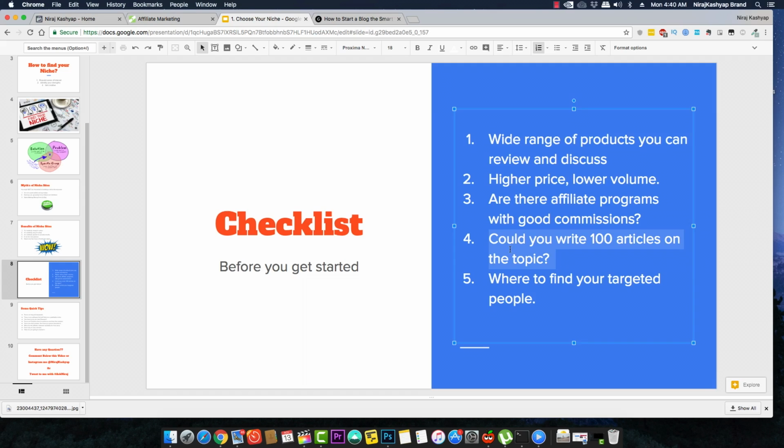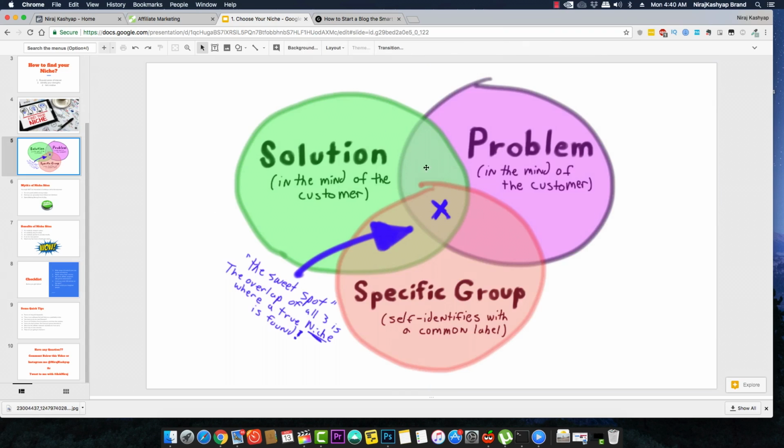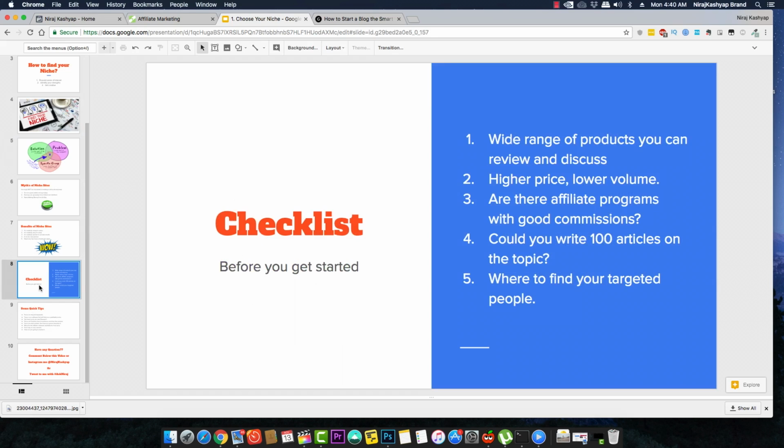And the fifth is where to find your targeted people. This is one of the great reasons many people fail at making a good niche site: although they know this diagram, the diagram doesn't show where you could find this specific group of people, because only these people are going to pay you money and buy the product. So you should at least know where to find these people, whether they are on Facebook, Twitter, Google Plus, or LinkedIn. There are lots of platforms where you can find them, so you should also research where to find your targeted people.